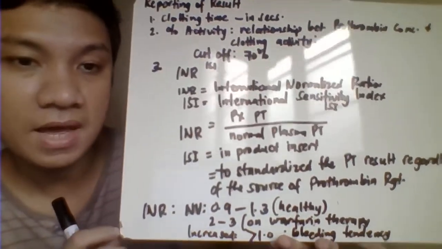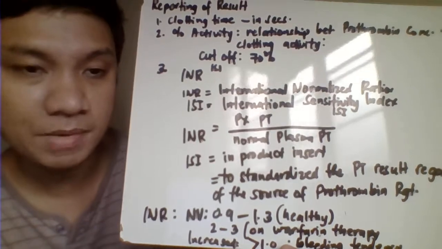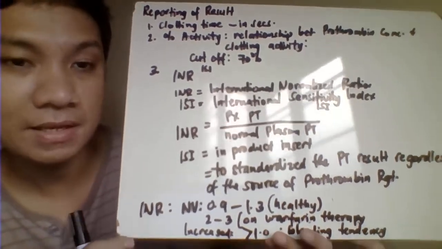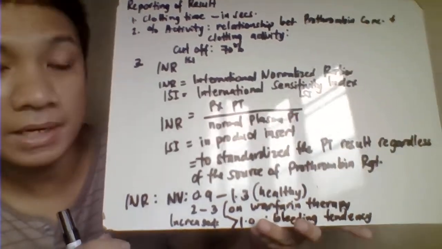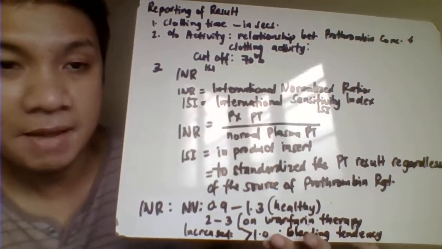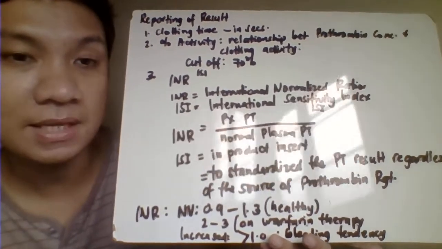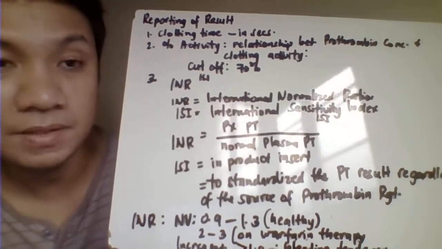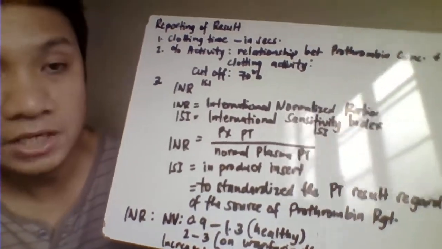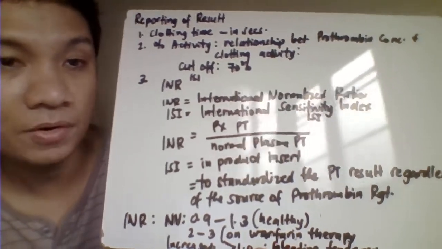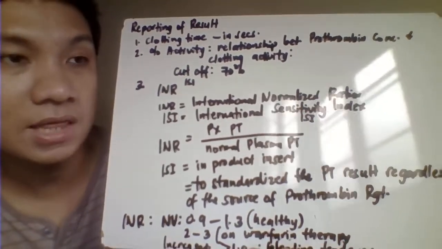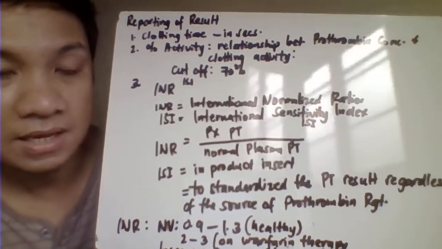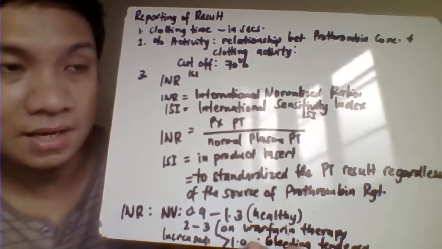Okay, then we have here the reporting of the result for the prothrombin time. So your prothrombin time result could be presented in the following. Number one, clotting time. The clotting time activity is being presented in seconds. It's followed here by percent activity. Percent activity is just the relationship between your prothrombin concentration and your clotting activity. Usually, yung cut-off natin is 70%.